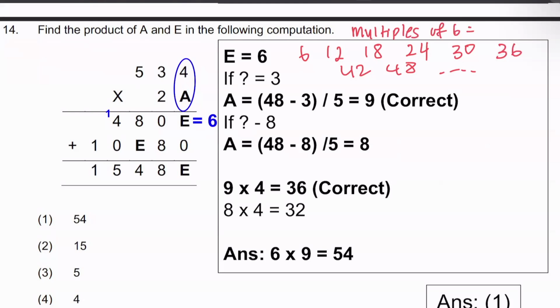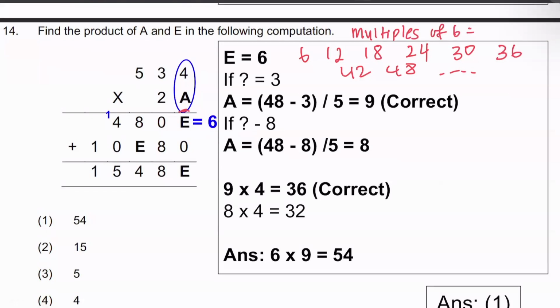So if A is 9, when we times 4, 9 times 4, we get 36. Is it a multiple of 6? Yes, it is a multiple of 6. So this might be the correct answer. A might be equal to 9. But we want to be safe, so let's double check our second option.